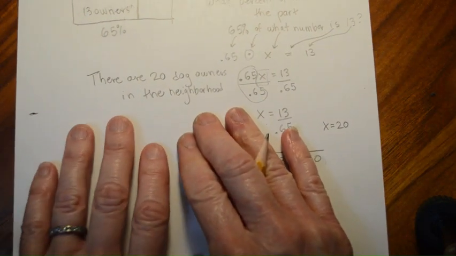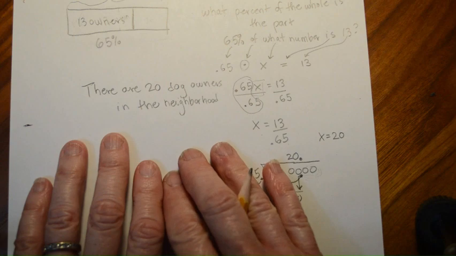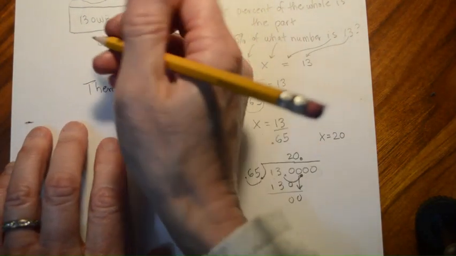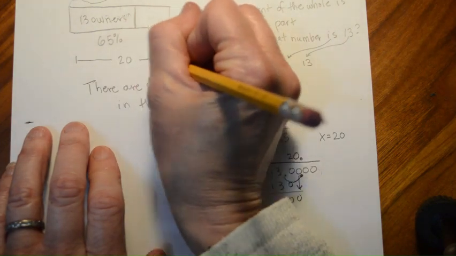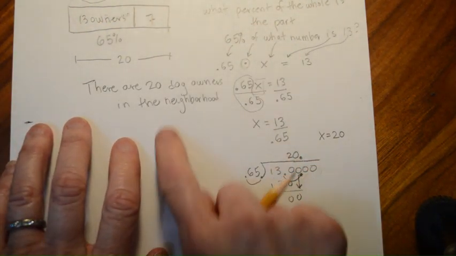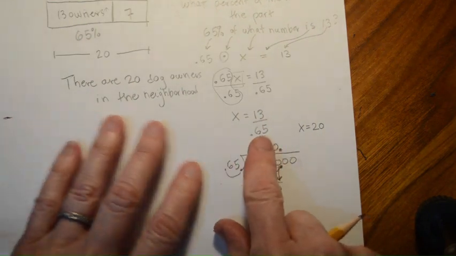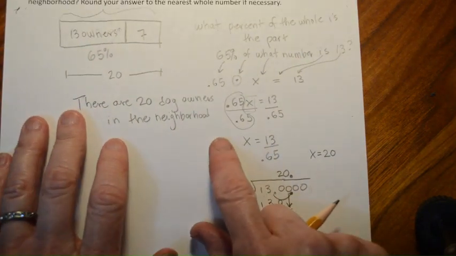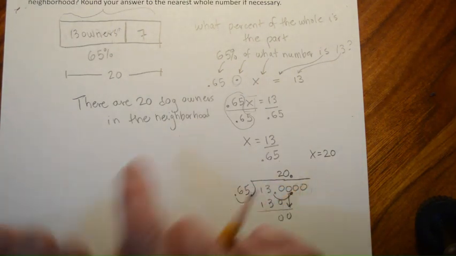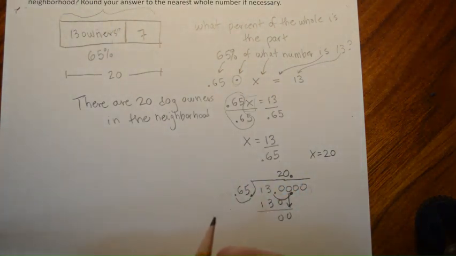Right, now you could answer other questions. They don't ask us how many families are there that don't own beagles. That we could answer if we say we know this is 20, so now this has to be 7. So don't think that we would have to stop there. Usually we stop with the question that they ask us, but we could fill in other things. But here's the thing that they're asking us. There are 20 dog owners in the neighborhood.